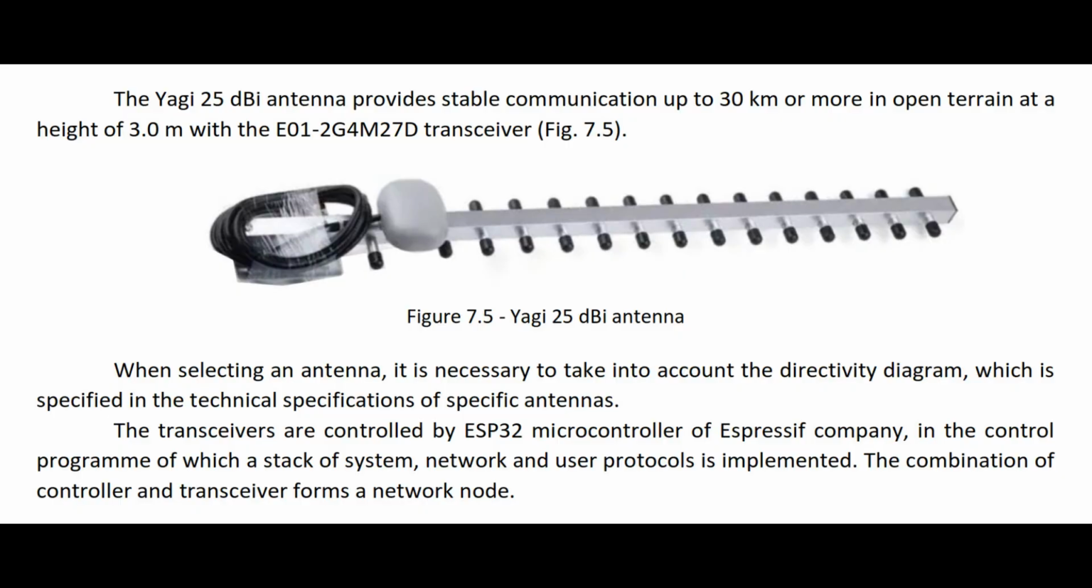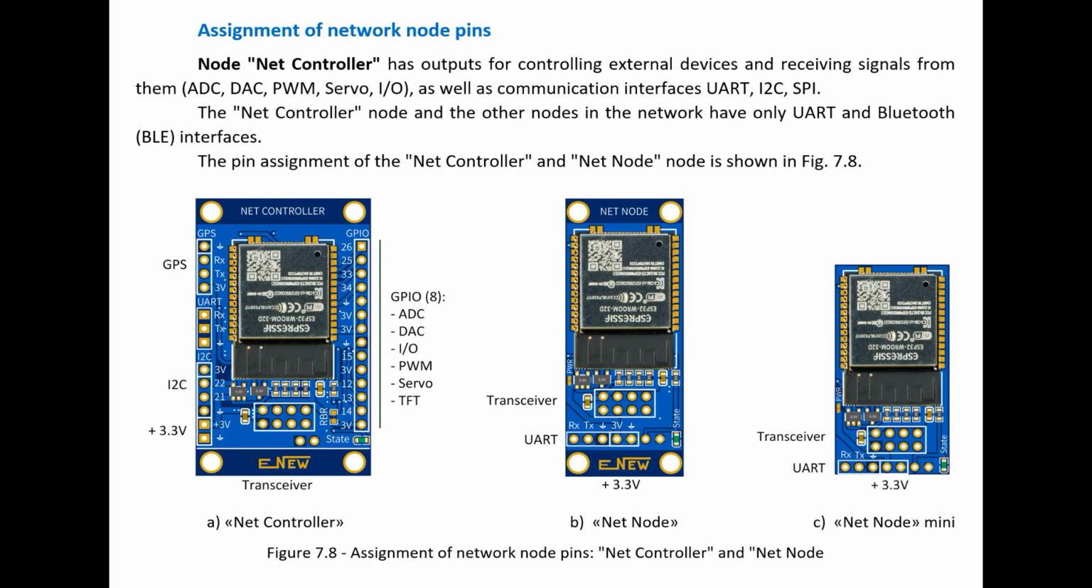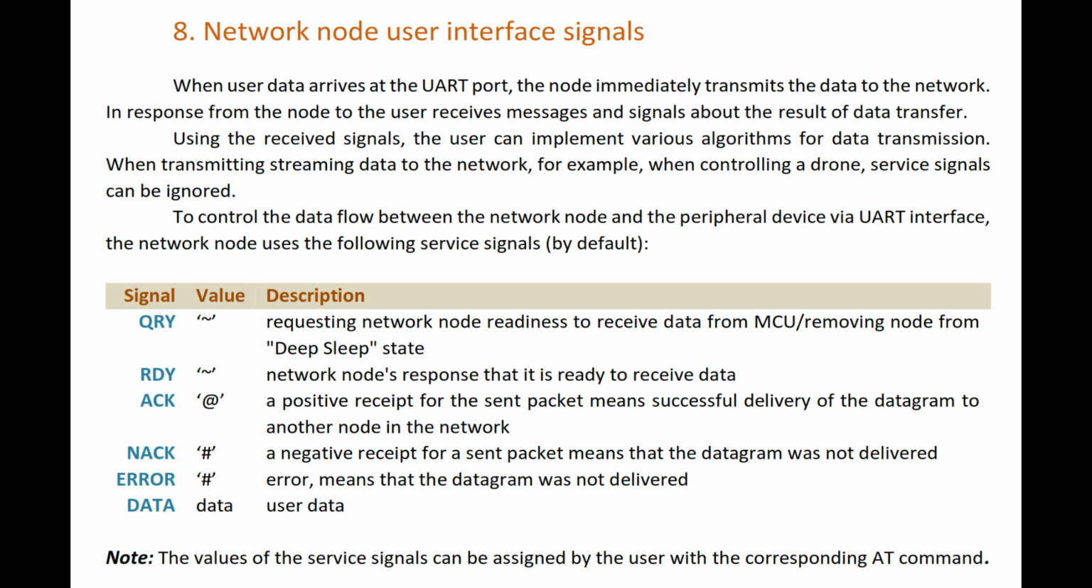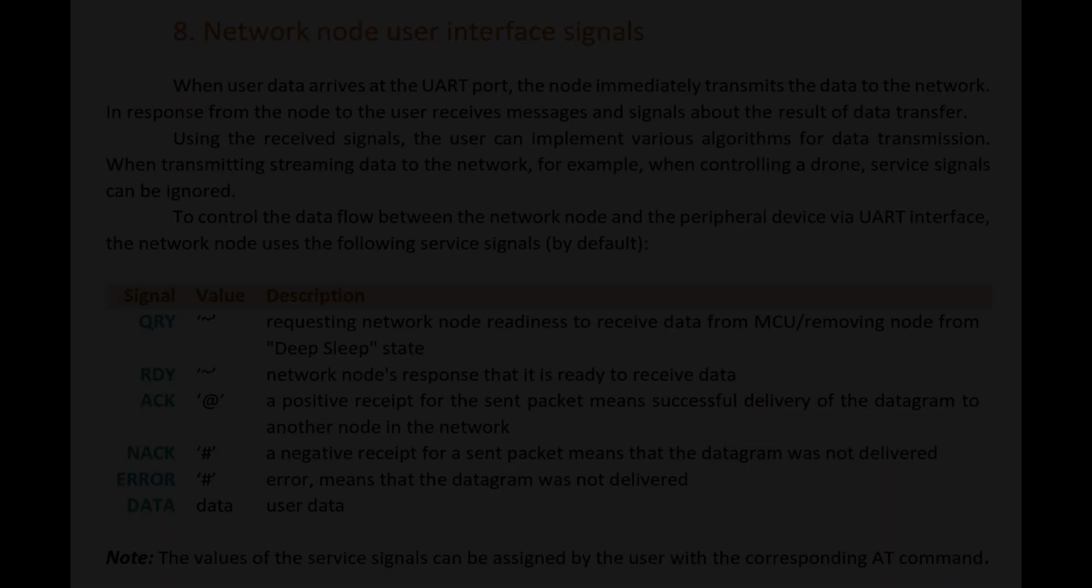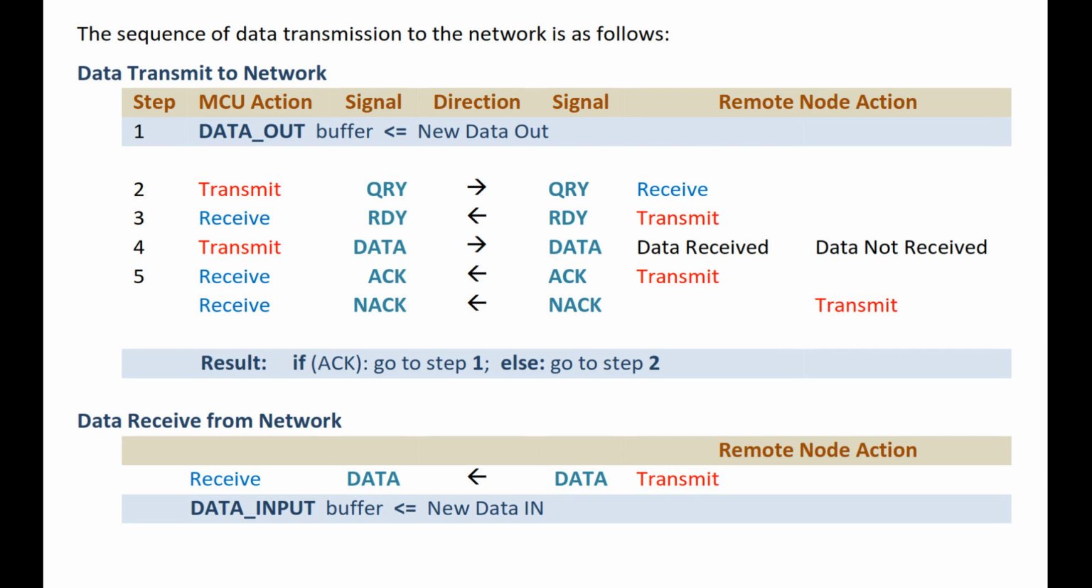The choice of transceiver and antenna determines the communication distance between the network nodes. When user data arrives at the UART port, the node immediately transmits the data to the network. In response, the node sends the user messages and signals about the result of data transfer. Using the received signals, the user can implement various algorithms to control the process of data transfer. When transmitting streaming data to the network, for example, when controlling a drone, the service signals can be ignored.